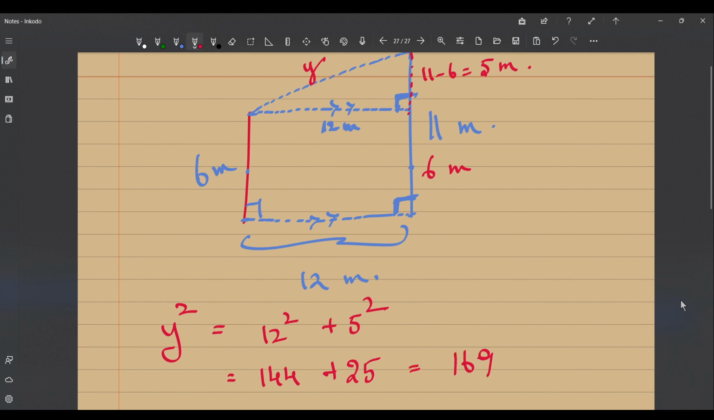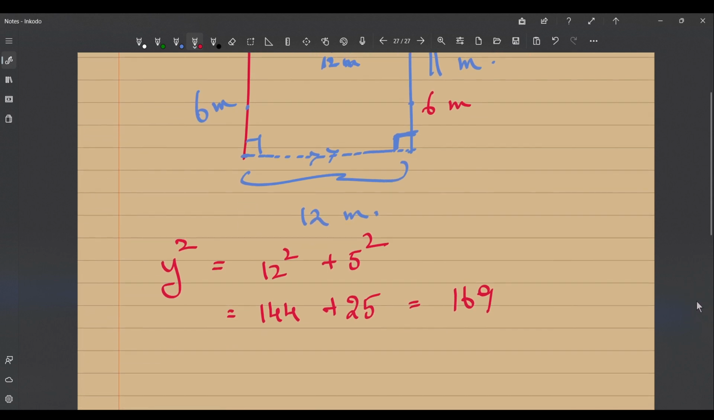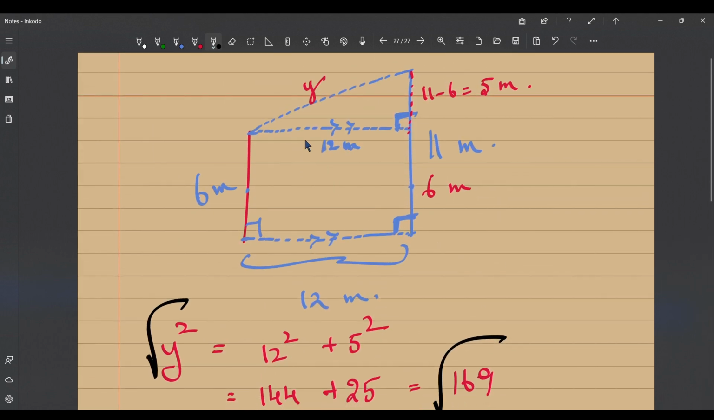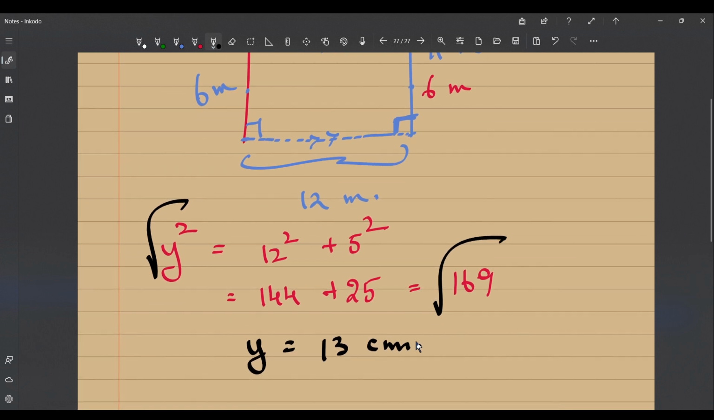We need to know the measure y. So let's take square root of both the sides. So y would be equal to root of 169, which is 13. Now we have an answer to our initial question. The distance between the tops of the two poles is equal to 13 meters. I hope you followed the problem. It is not centimeters, sorry, it's meters. I thank you.